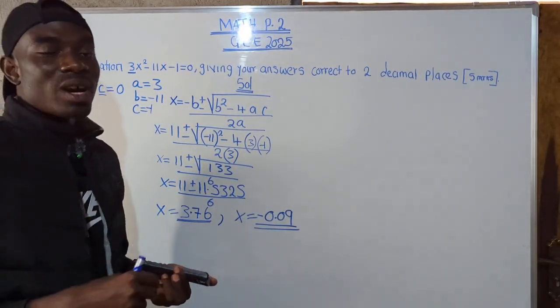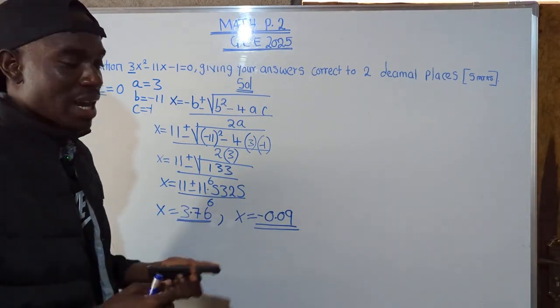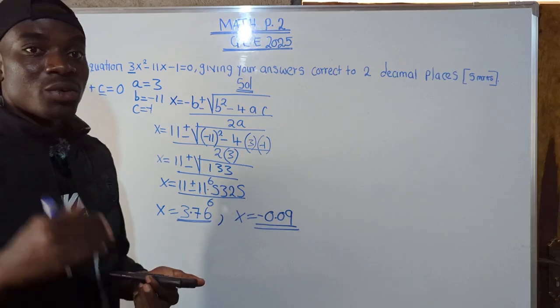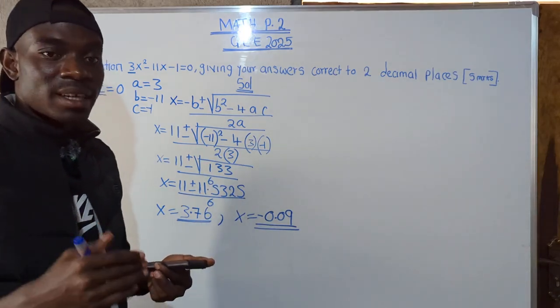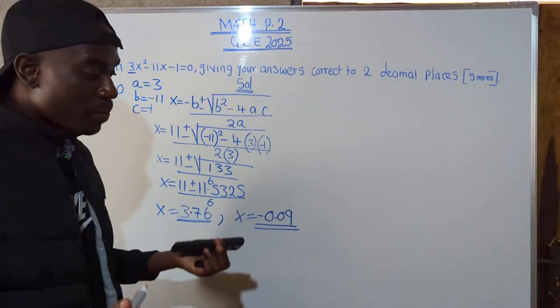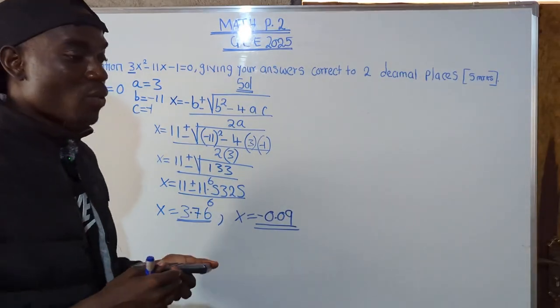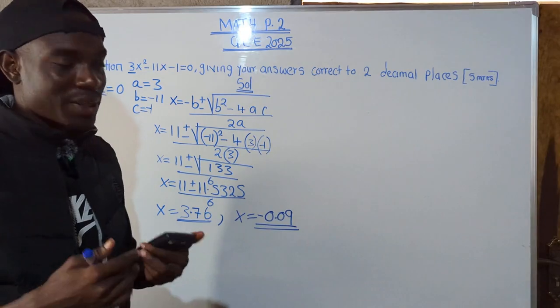For this, you will be rewarded at least 5 marks, and that contributes to your average marks that you are going to get. So it's very easy to get something correct, especially in your paper 2, where you have to collect as many marks as you can.